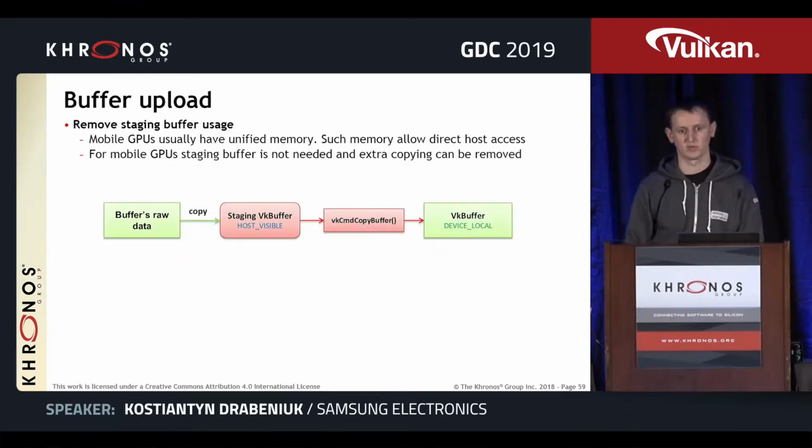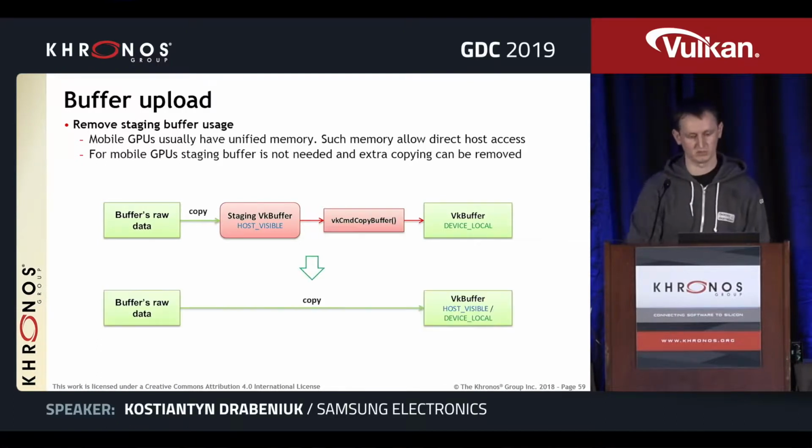So as you may know, in Vulkan, index or vertex buffers use a VK buffer with device local memory. It means that direct host access to such memory is not allowed. To upload such a buffer, you need to allocate a staging buffer with host visible memory, copy data to the staging buffer first, and then copy data from the staging buffer to the VK buffer with device local memory by a copy command. But mobile GPUs usually have unified memory, which means we have direct host access to such memory, and the extra copy to the staging buffer can be removed.